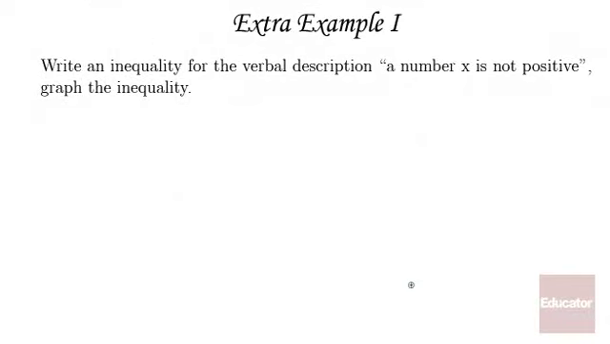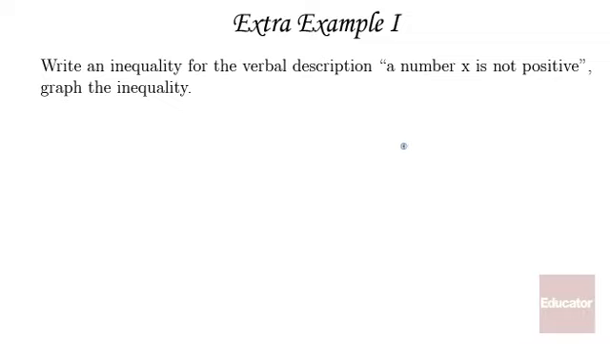Write an inequality for the verbal description, a number x is not positive. Graph the inequality. So here we have to think about what a positive number is. A positive number is any number greater than 0. However, it doesn't include 0. 0 is a funny number. It's not positive or negative.